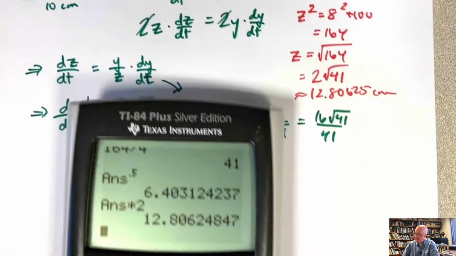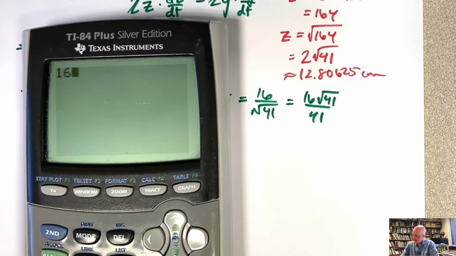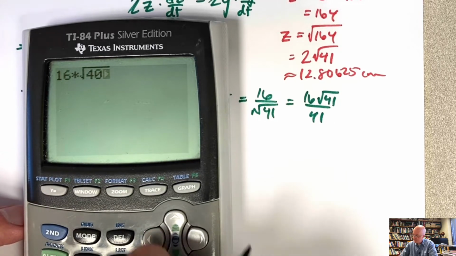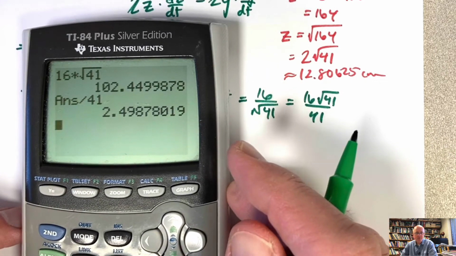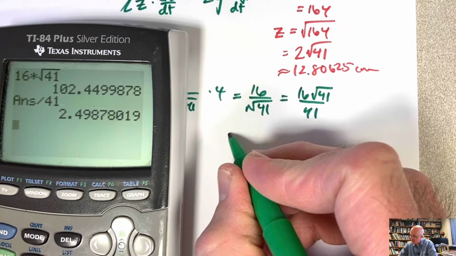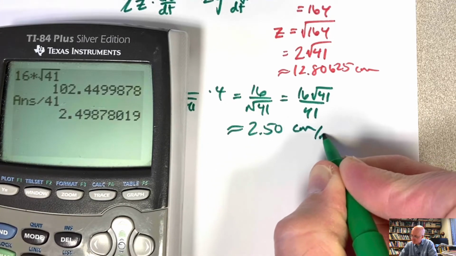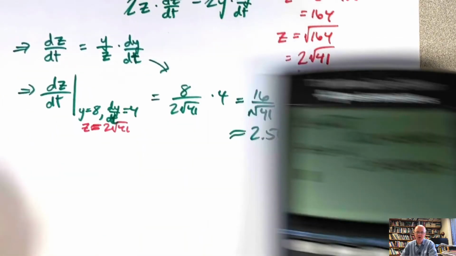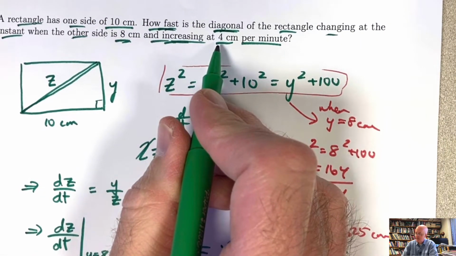Either way you do it, it'd be good to approximate it. So 16 times the square root of 41 is that. Divide that by 41. This is approximately 2.499, say. Or maybe I should round that to 2.50. About 2.50 centimeters per minute. So at that moment in time, that's how fast y is increasing.